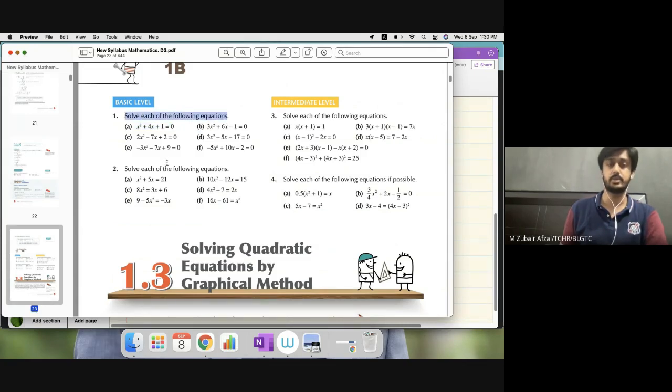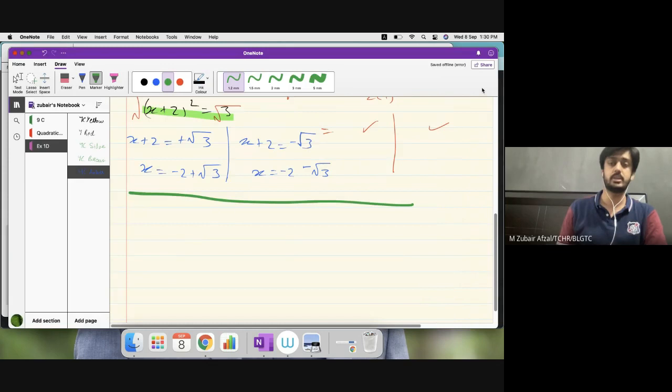You have these equations, these resemble exercise 1A. So you can solve it by completing square, or you can solve it by quadratic formula. The only thing which we need to discuss is this: solve each of the following equations if possible. What does this mean? If possible actually means that if you have an equation, it intersects the given line at 2 points, you get these answers. But if the graph is not intersecting, there is no solution.